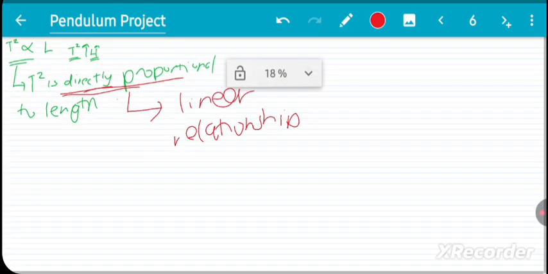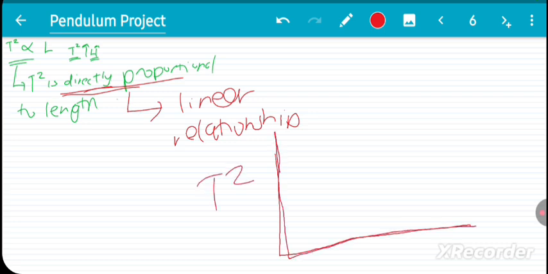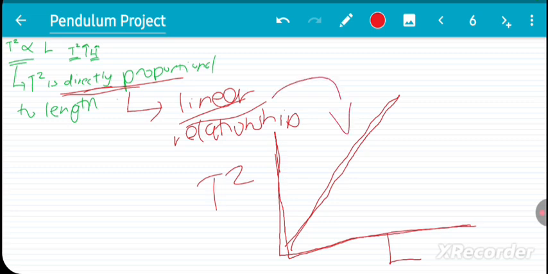This is to say, in simpler terms now, if you were to plot these things in a graph with T squared against L here, you would have a straight line that passes through the origin. They have a linear relationship, a straight line here. You would have a straight line that passes through the origin. This is what it means for these things to have a linear relationship.